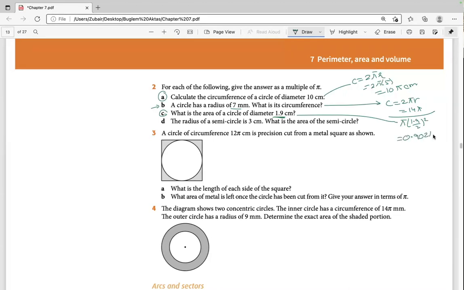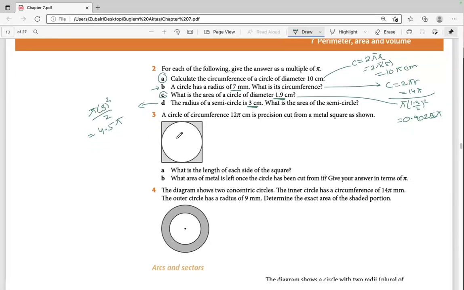What is the area of the circle of the diameter 1.9? 0.9025 pi. Correct. The radius of semicircle is 3. What is the area of the semicircle? 4.5 pi. Very good.